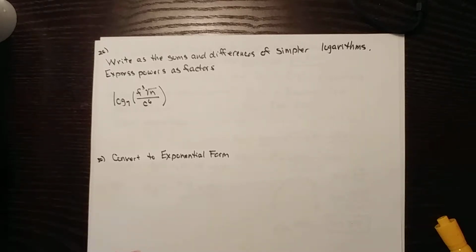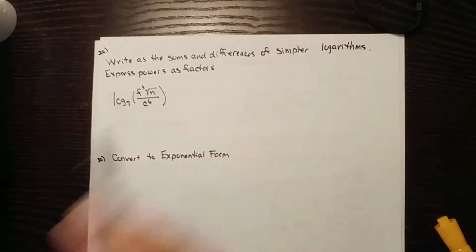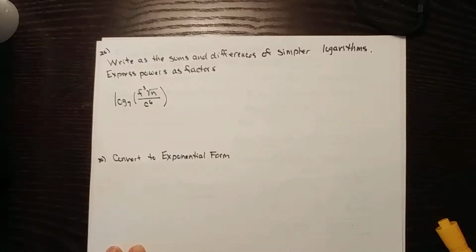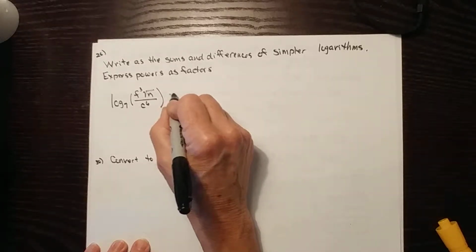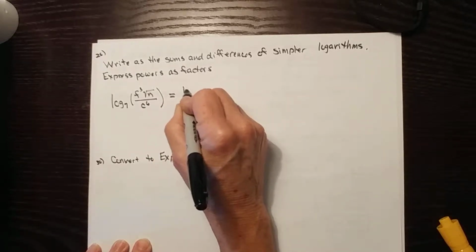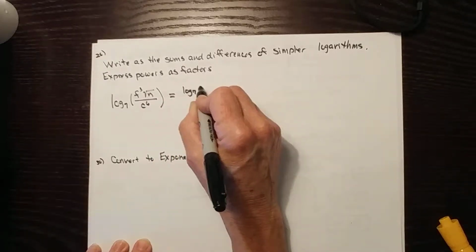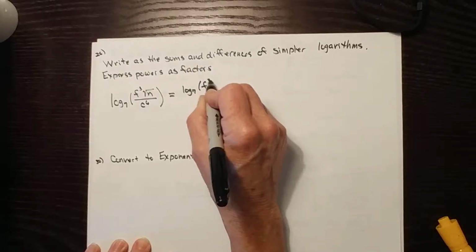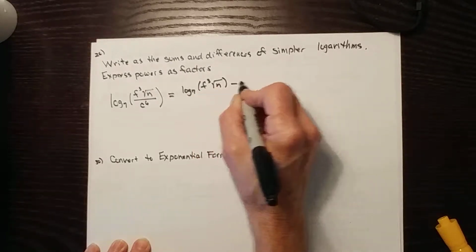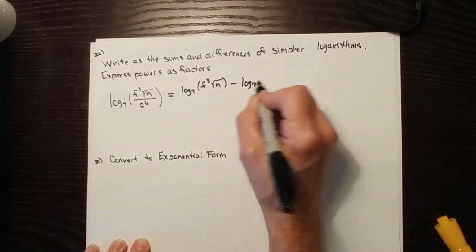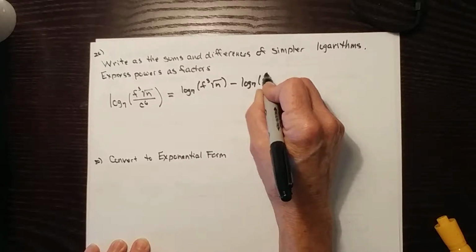And so this is log base 7 of this big fraction right here. So the first thing that I need to do is separate the fraction. I'm going to separate the numerator from the denominator using the difference property, or the quotient rule for logarithms. So this can be rewritten as log base 7 of the numerator, f to the third times the square root of n, minus log base 7 of the denominator, c to the sixth.